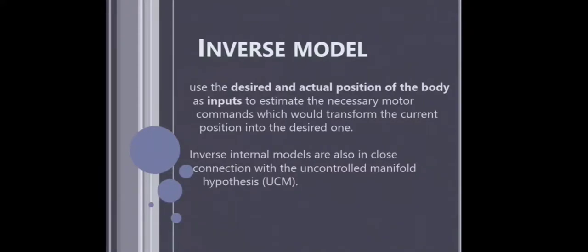Inverse model uses the desired and the actual position of the body as inputs to estimate the necessary motor commands which would transform the current position into a desired one. Inverse internal models are also in close connection with uncontrolled manifold hypotheses.